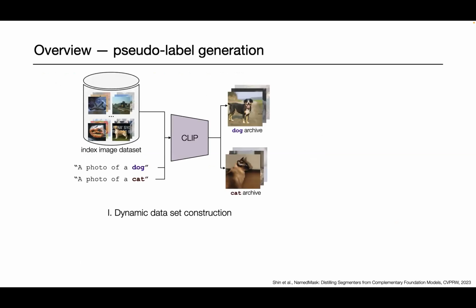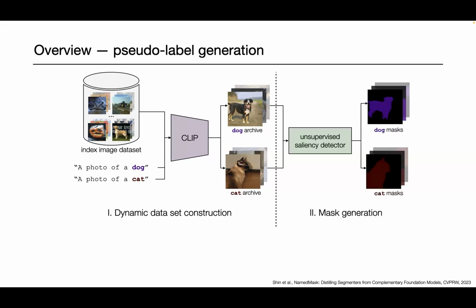In our work, to instantiate such a scheme, we choose a pseudo-label training and train a segmenter on generated pseudo-masks following our previous work named mask. For this, we firstly construct a large index image dataset containing object-centric images such as ImageNet and past datasets, and curate images for a specific set of categories through an image retrieval process with CLIP. For example, in this slide, there are two concepts: dog and cat, and we can build two image archives which contain mostly dog and cat images respectively.